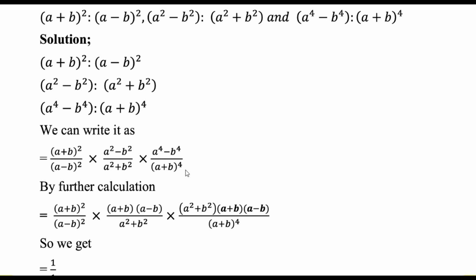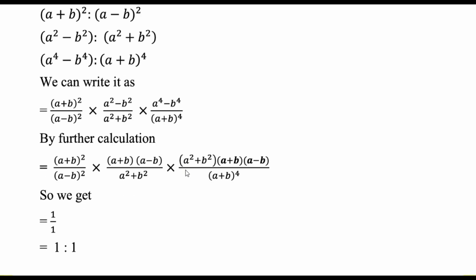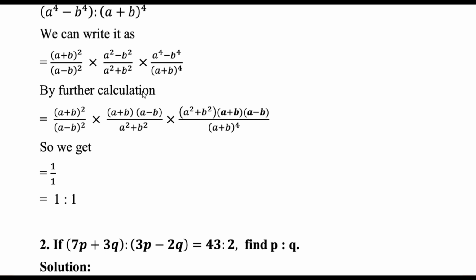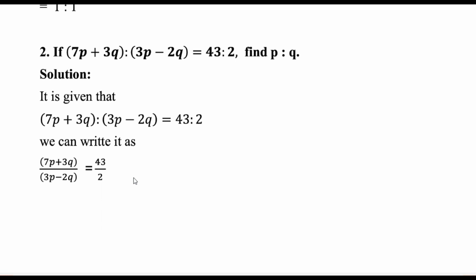Okay. After that, a square minus b square is equal to, we know that, (a plus b) into (a minus b). Again we will break a to the power 4 minus b to the power 4 in that way. After that, all the similar terms will be struck out and 1 is to 1 will remain. Come to the next problem.